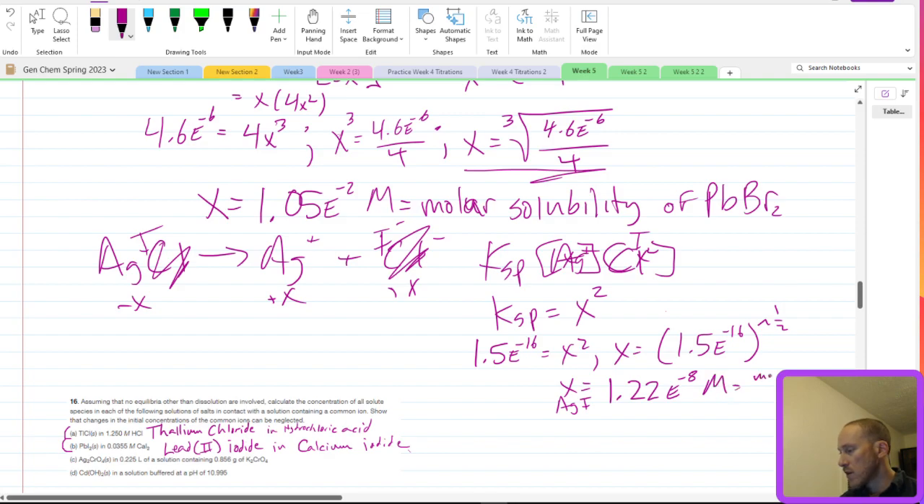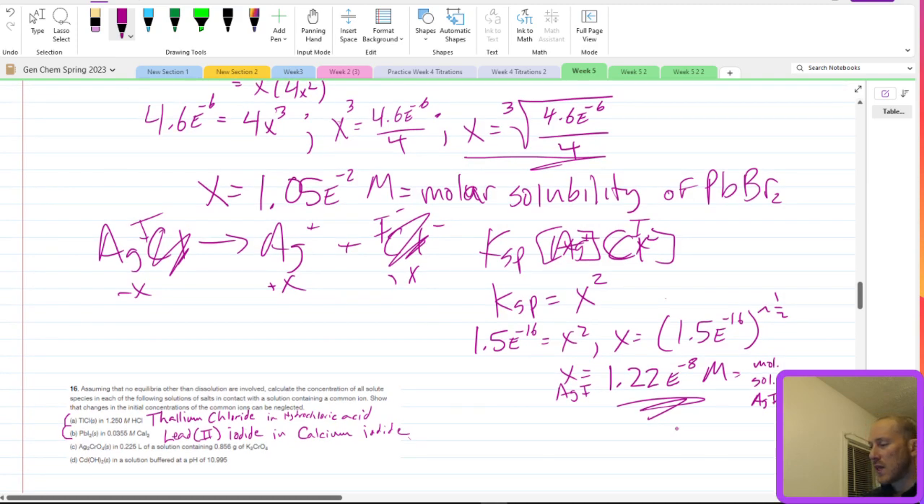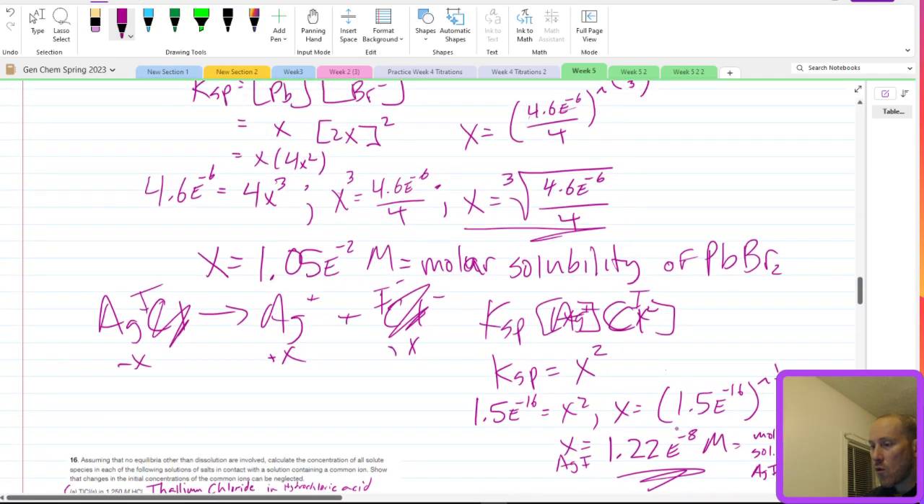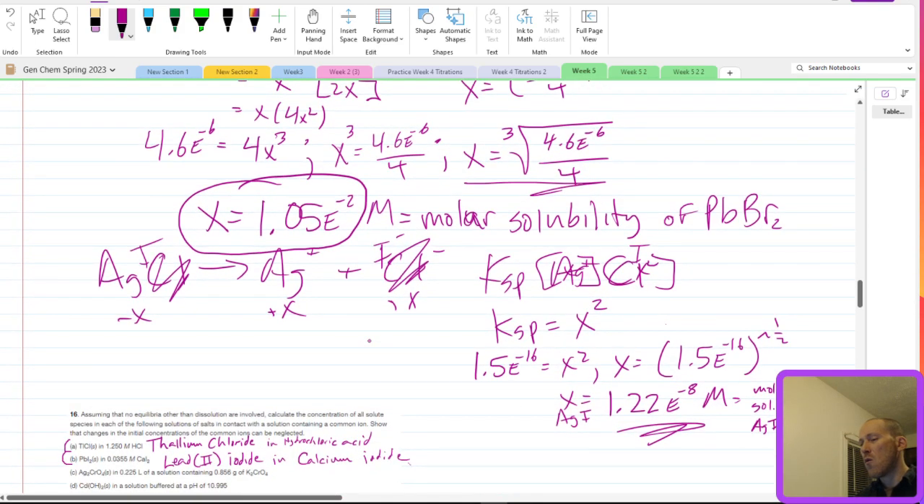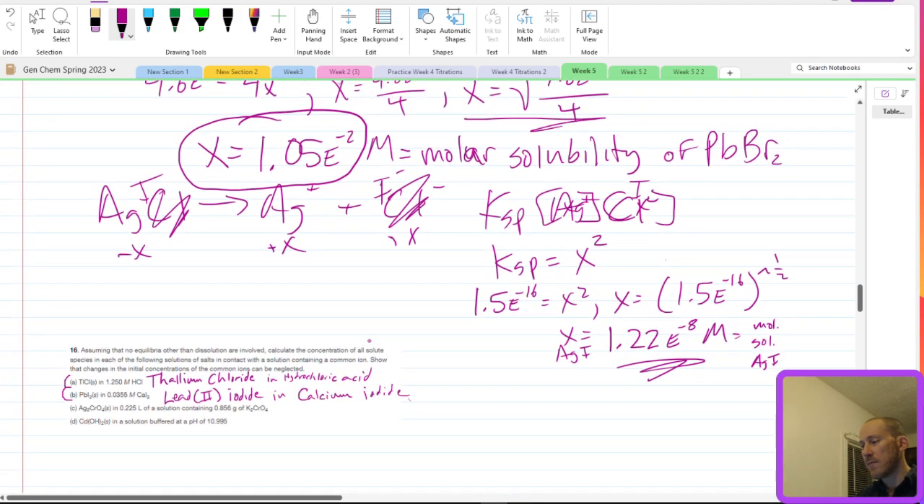Now let's just compare them for fun. That is the molar solubility of silver iodide. So with silver iodide, you can only dissolve about 1.2 times 10 to the minus 8, which is basically a billionth, like a nanomole, a billionth of a mole per liter. Whereas with lead bromide, that's like a hundredth of a mole. So way more. Neither one is excellently soluble, but lead bromide is way more soluble compared to silver iodide.